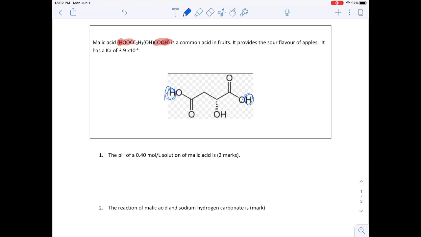So I'm going to shorten this up just for simplicity's sake. I'm going to call all of this junk in here R. And so what I'm going to get is HOOC-R-COOH. And this is not uncommon to see.